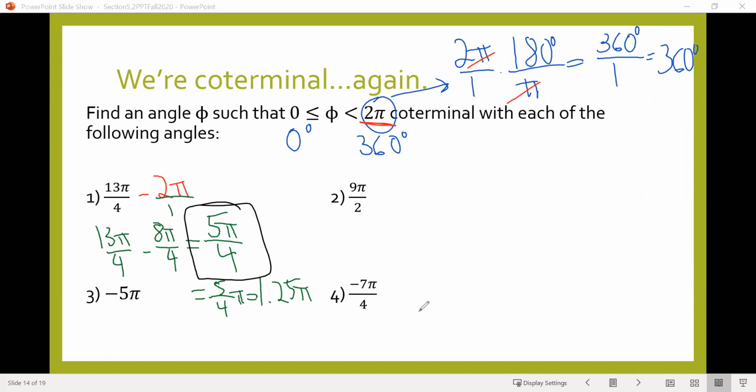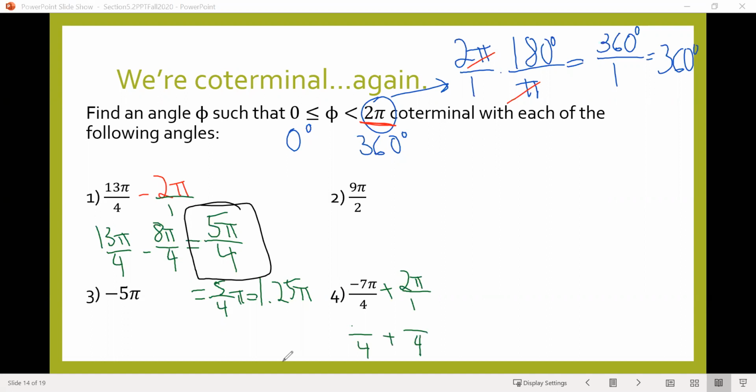Okay. Let's do one more example like this, and let's do number 4 here, the negative 7 pi over 4. Well, notice because this is negative, it's probably fairly straightforward to say that this is less than 0, so we're going to have to add 2 pi this time rather than subtracting it. So add 2 pi to this radian measure. And again, make it 2 pi over 1. We'll get our common denominator as 4.